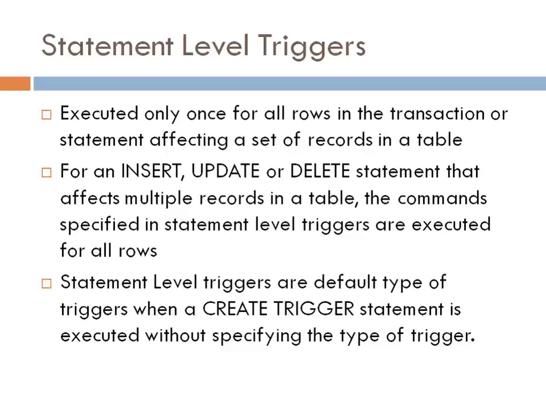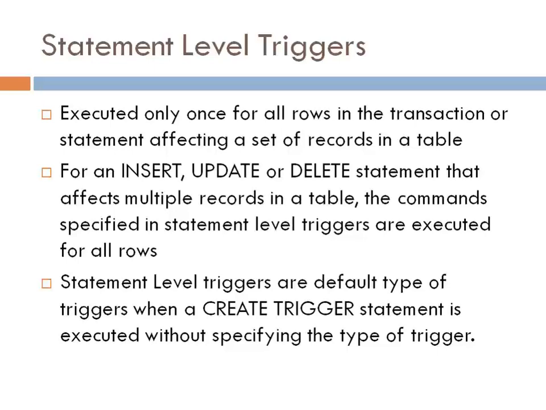Statement level triggers means that these triggers are executed once for all rows in the transaction or statement affecting a set of records in a table. So if you are doing an activity like update or delete, and it is affecting more than one row in a table, then a statement level trigger will execute once for all those rows. For an update, insert or delete statement that affects multiple records in a table, the commands specified in the statement level triggers are executed for all rows.